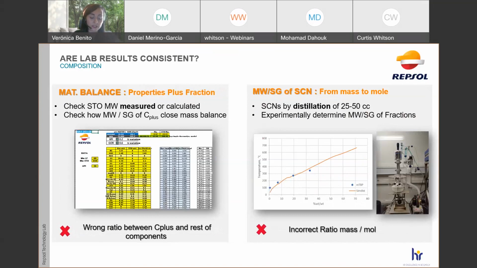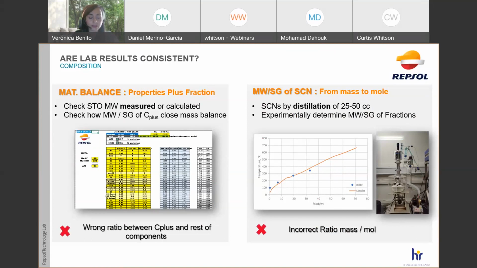This is another example of the checks performed on compositional analysis. To show you the importance of the composition, no? Because the composition is the baseline for the equation of state matching, and if it's not correct, it will complicate the matching a lot afterwards. So the first check is to assure that the calculated properties of the plus component are consistent with the rest of the composition. We need to check first if the molecular weight of the stock tank oil is calculated or measured. And if it's calculated, some uncertainty in this value should be considered. No? And secondly, how the mass balance is closing, considering the molecular weight and the specific gravity of the plus fraction. Here we show you an example of our automatic tool to check this mass balance.